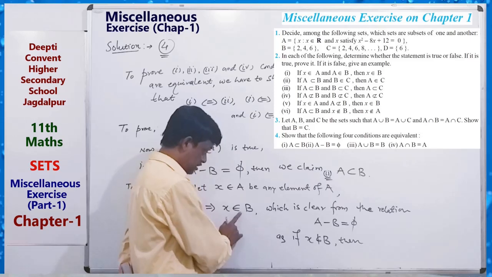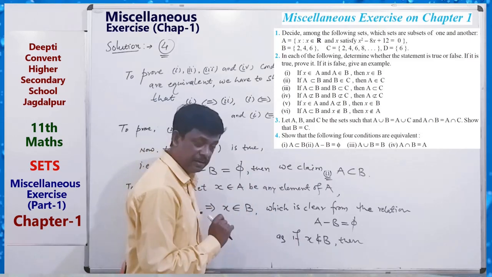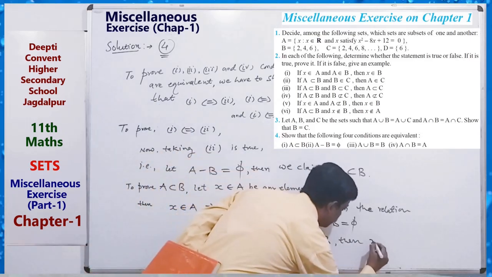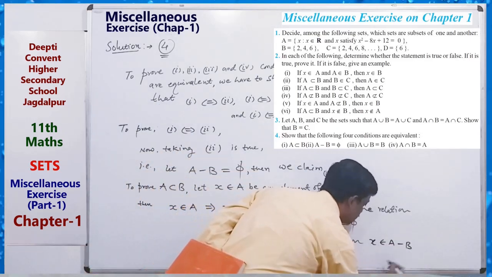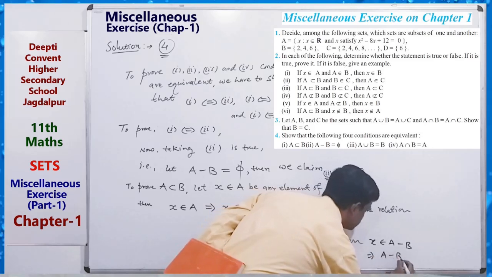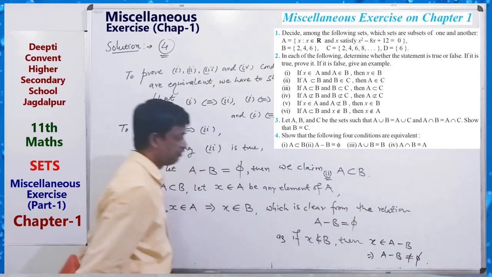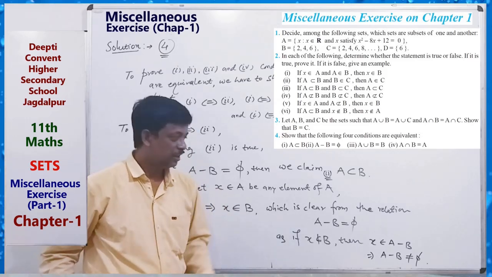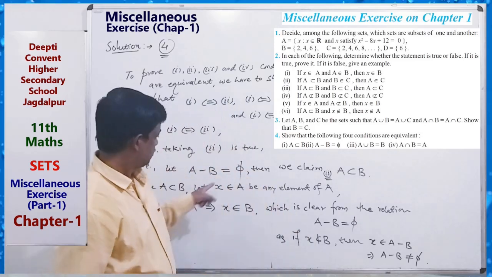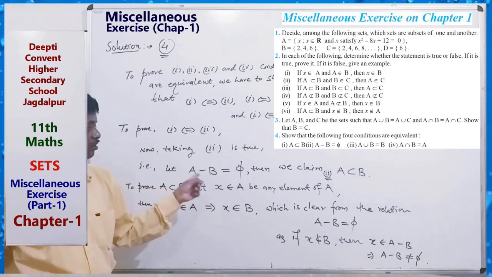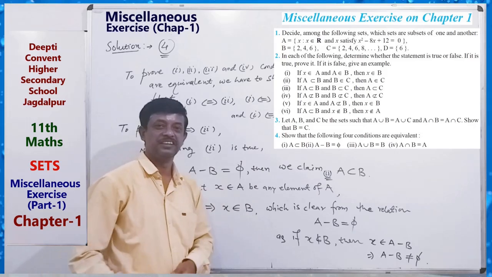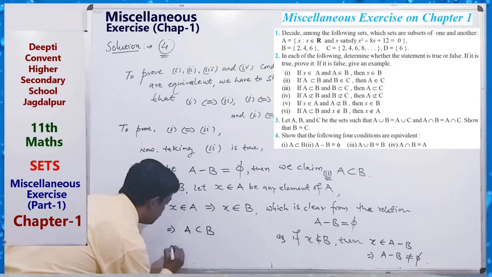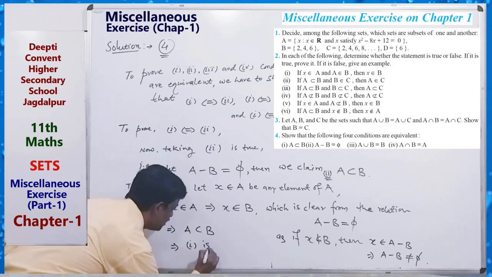As if x does not belong to B, then x belongs to A and x does not belong to B, then x belongs to A minus B, implies A minus B is not phi. Because if we take x does not belong to B, then we get A minus B not equal to phi, which is the opposite of this. So x belongs to B, implies A subset B, implies first is true.